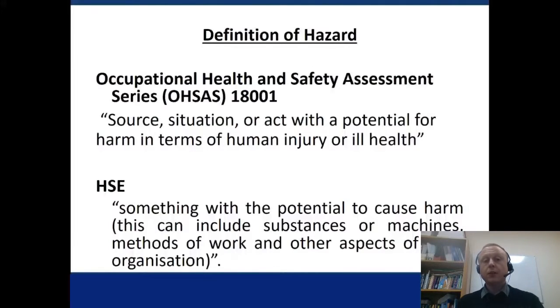So, Occupational Health and Safety Assessment Series 18001 says a hazard is a source, situation, or act with the potential for harm in terms of human injury or ill health. HSE have, I think, probably the best definition. It's certainly my favourite: something with the potential to cause harm. So this includes substances or machines, methods of work, or other aspects of work. So a hazard is something with potential to cause harm.